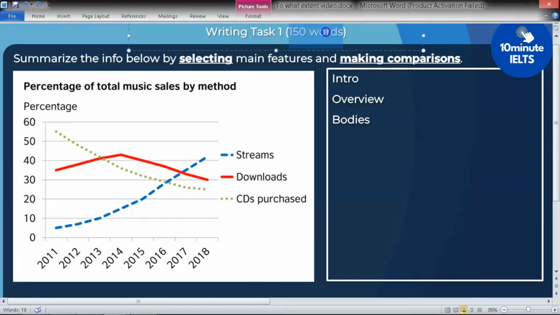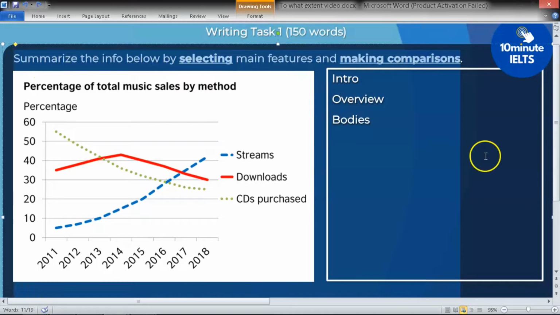Now, it needs to be 150 words, but what most students don't understand is that it has to be 150 words that answers the task. If you're just going to dictate the labels, dictate the figures, and dictate the years, that will not add to the word count. I repeat, titles, labels, and figures do not add to the word count unless they are answering this task. And what is that task?